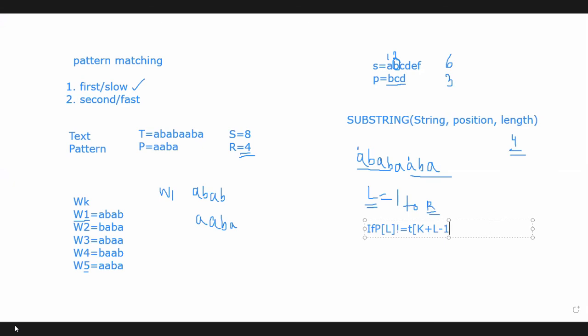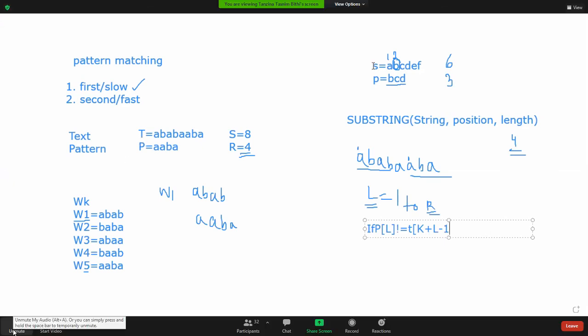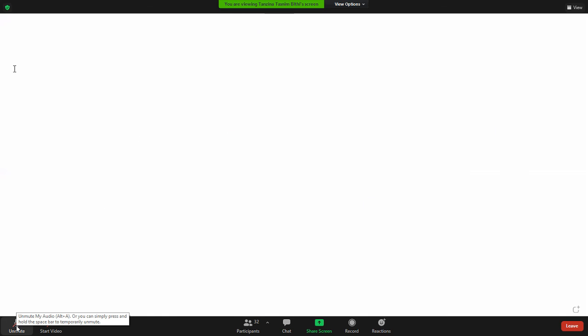or it will be better if I just write the algorithm in the left side, right? So let me just write the whole algorithm in the left side, then I'll explain it. Is that okay? Good to you? Okay, ma'am. Just let me write the whole algorithm in the left side, then I'll start explaining it.